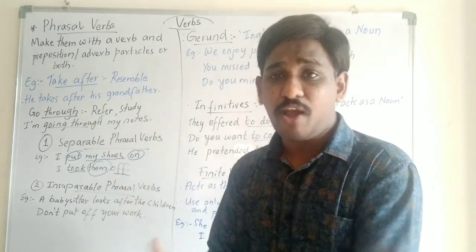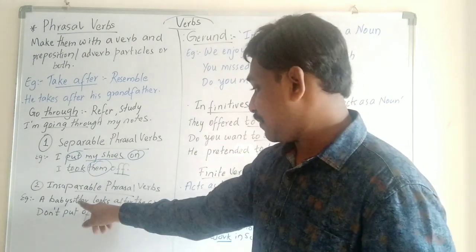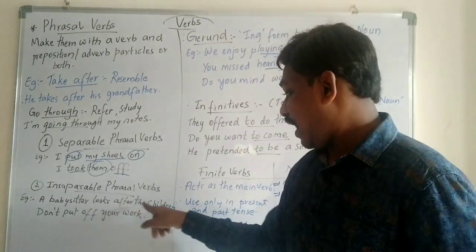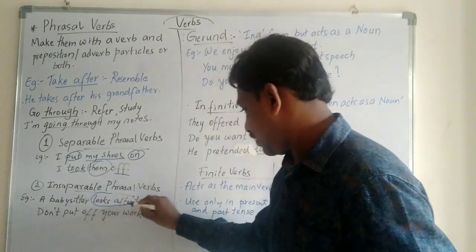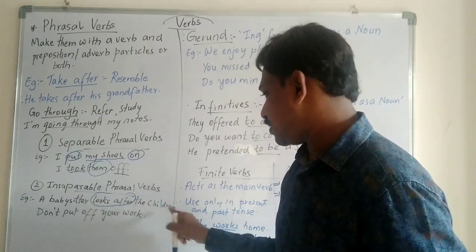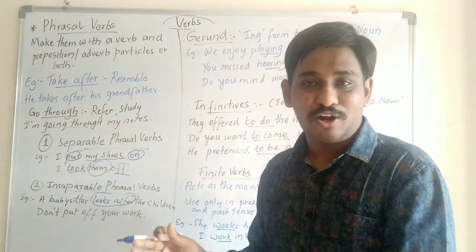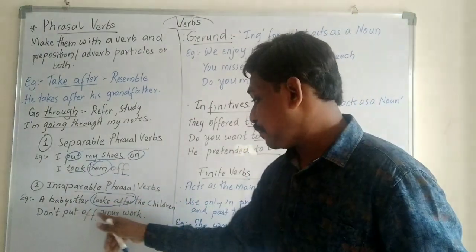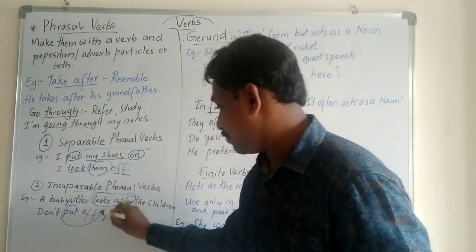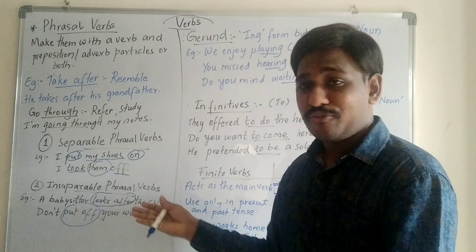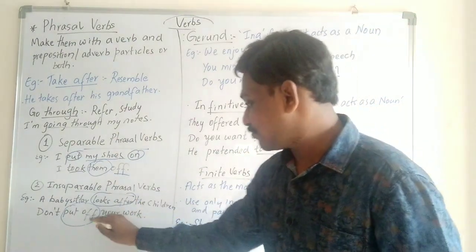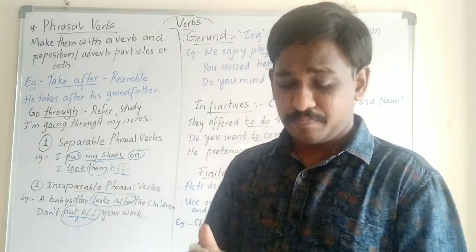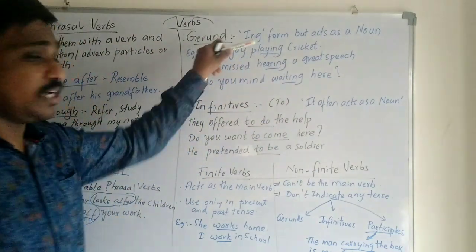Inseparable phrasal verbs: you cannot add anything in the middle of the phrasal verb. For example, a babysitter is one who looks after the babies, looks after the children. What is the phrasal verb here? Look after. If you say a babysitter looks the children after, the overall meaning changes. It's not even a phrasal verb then. So a babysitter looks after the children. Don't put off your work. Put off means postpone. Don't put your work off doesn't make any sense. So you don't add anything in the middle. These are called inseparable phrasal verbs. You cannot separate them.